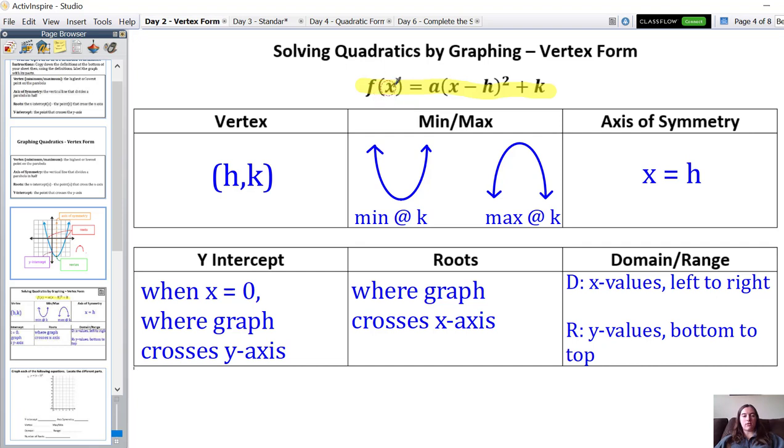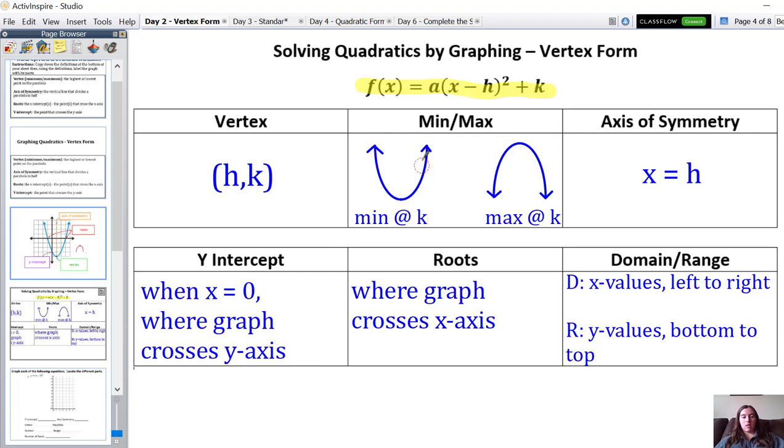Now this is vertex form of a quadratic. We have f of x equals a times x minus h squared plus k. Our vertex, if we're looking at vertex form, is the h value and the k value. The h value, notice in vertex form, has x minus h, so with h we're going to switch the sign, and then with k we're going to keep the sign.